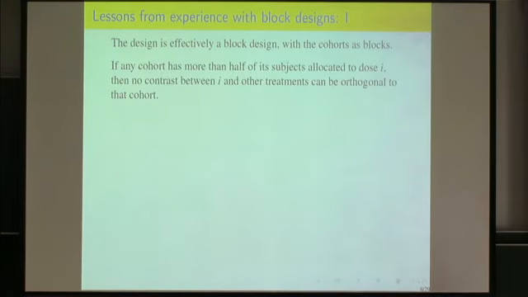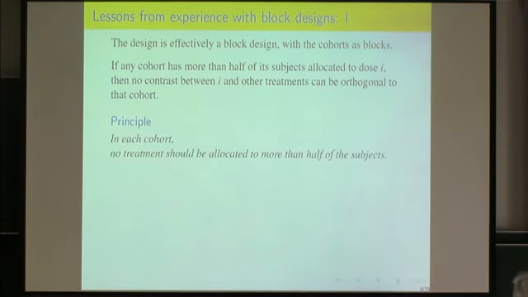So thinking of the cohorts as blocks, suppose a cohort's got more than half of its subjects allocated to a single dose. That's not going to be good. You would never think about doing that in a block design, so why do you think of doing it just because we call them cohorts? So, I laid down a principle, we must never do that. In each cohort, no treatment should be given to more than half the subjects. Well, something else that you know about in block designs, you try to put as many different treatments as possible in each block. I mean, you can't do them all here because of these safety rules, but you can do better.